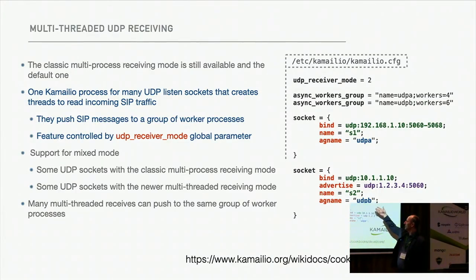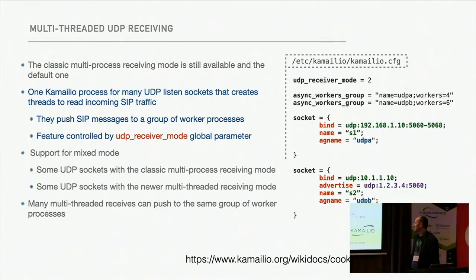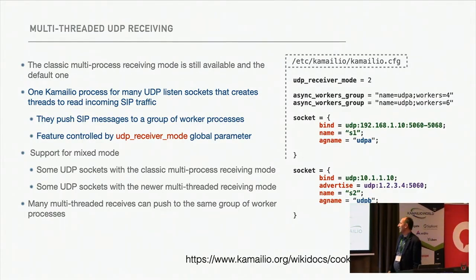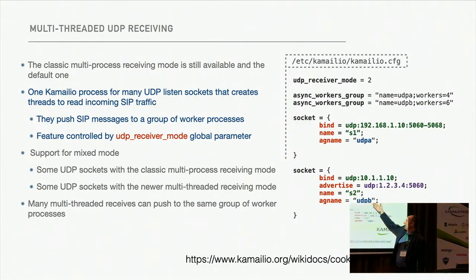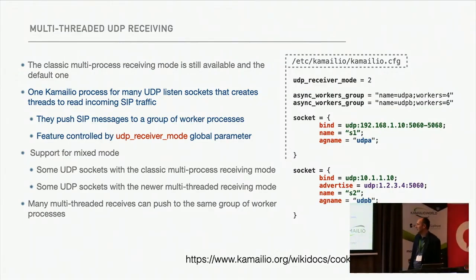Practically, when you set that you want to have some sockets with UDP receiving in multi-threaded mode, you will have to define some workers. We call them asynchronous because they will be running in parallel with the classic SIP receiver processes. You define it with this async workers group, and you can define as many as you want. You assign some name and then how many processes to be created. And then per each socket, you can specify which would be the async group handling the traffic.